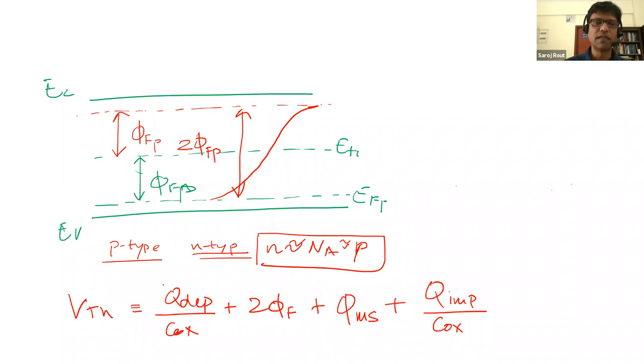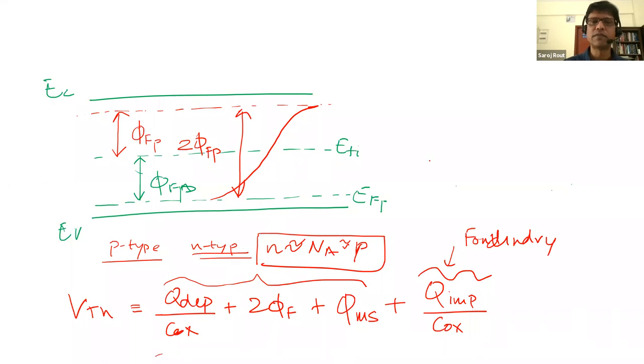So all this the foundry can control, but very little. This is what the foundry controls. But whatever they do, once they design it, the designer has no control over it. Okay. And all this is also a function of temperature.